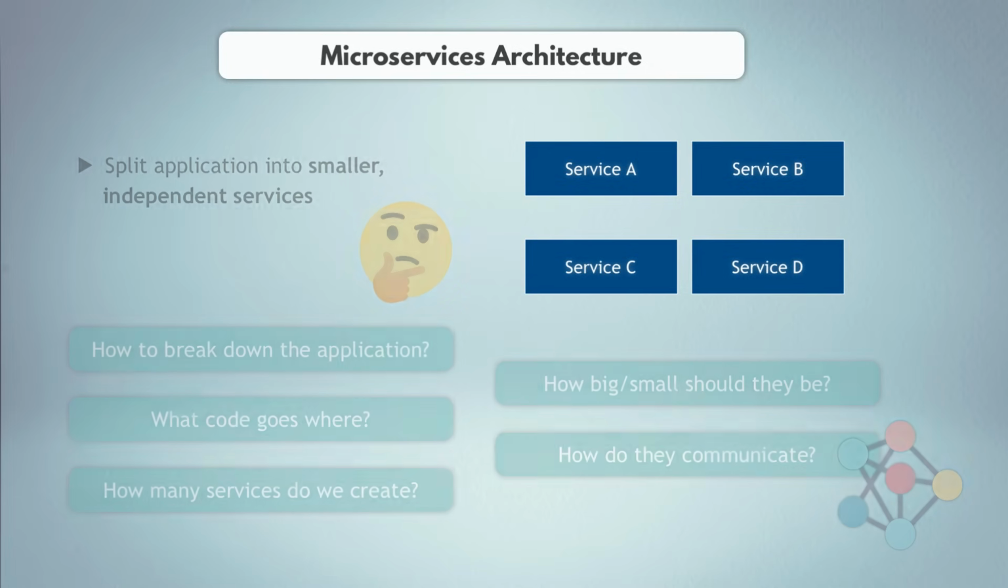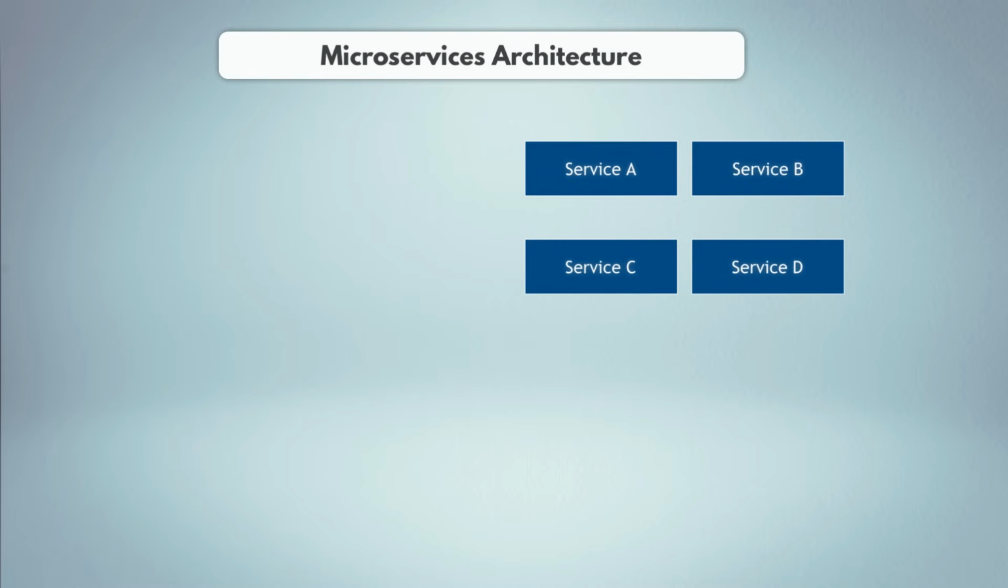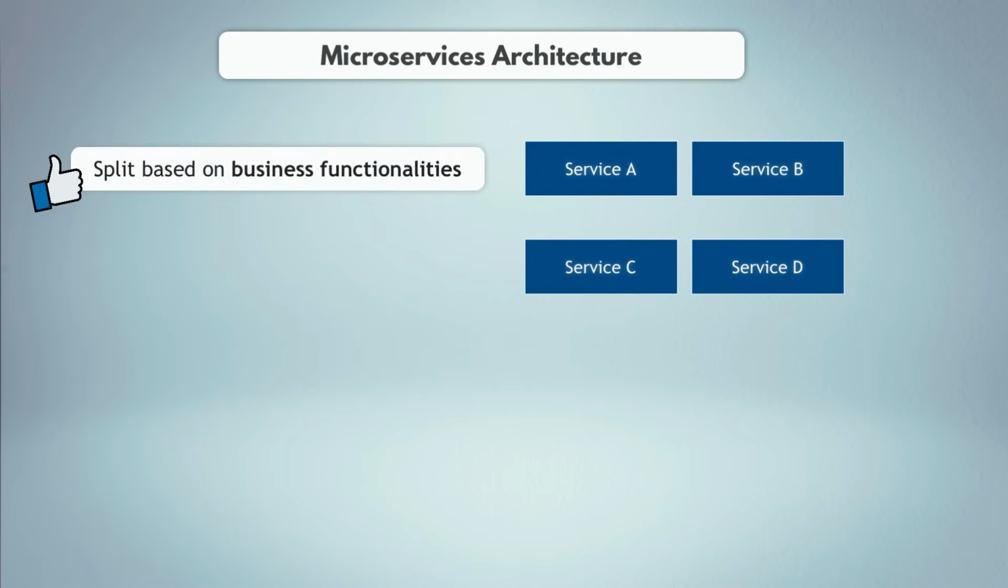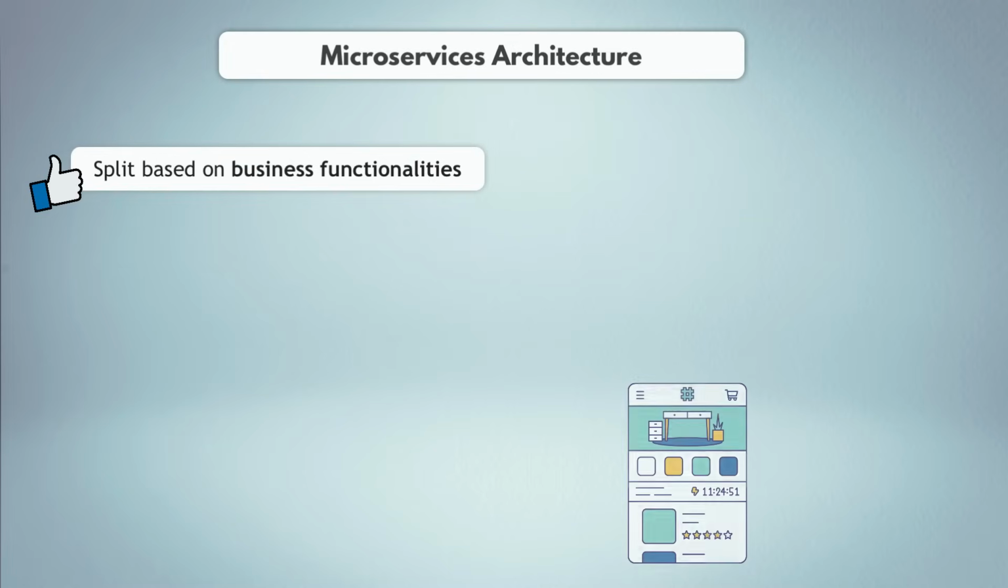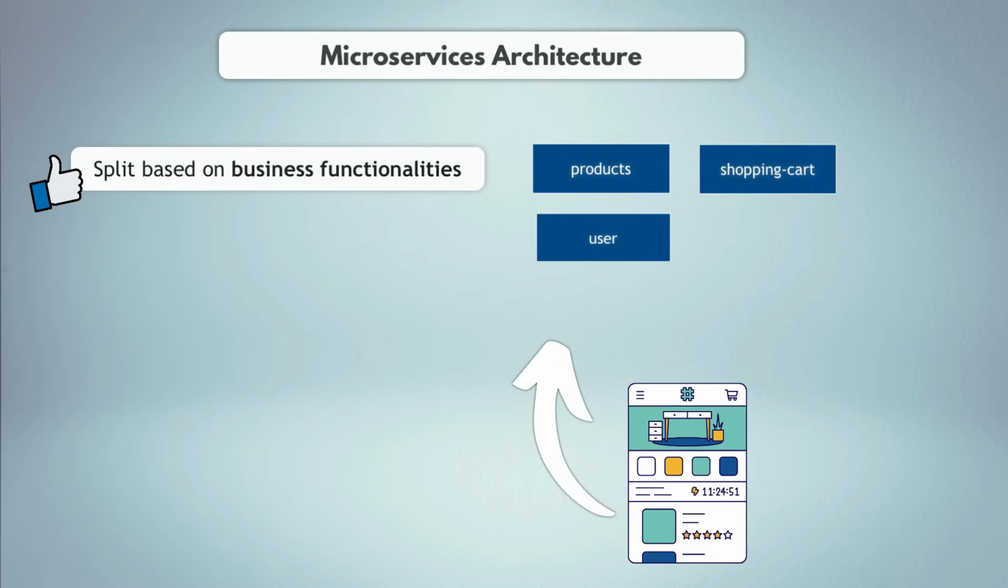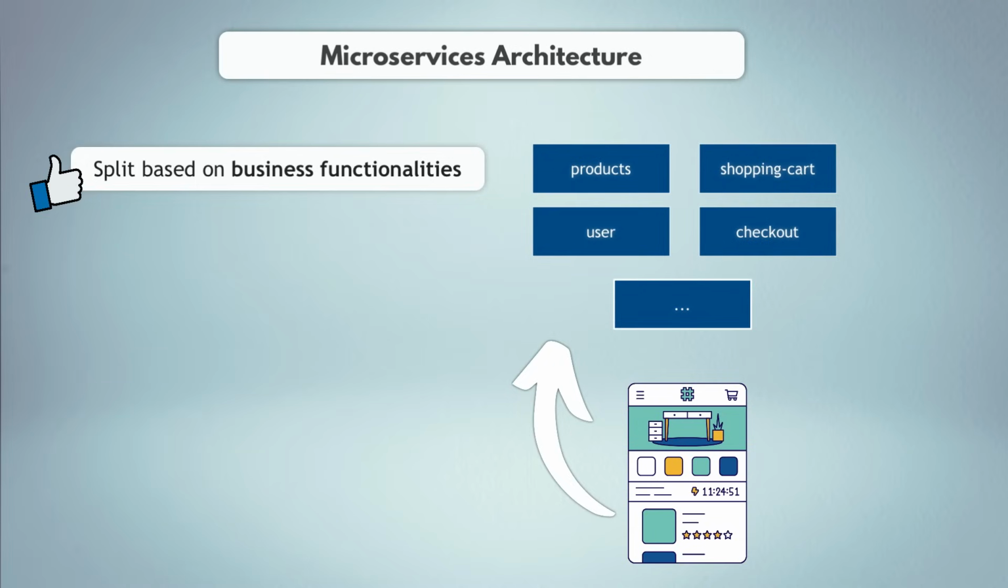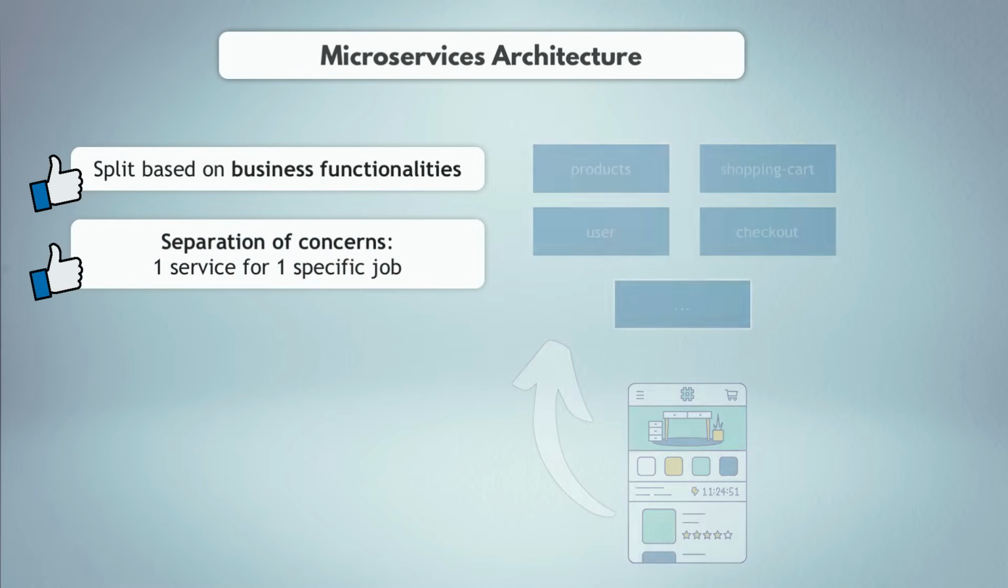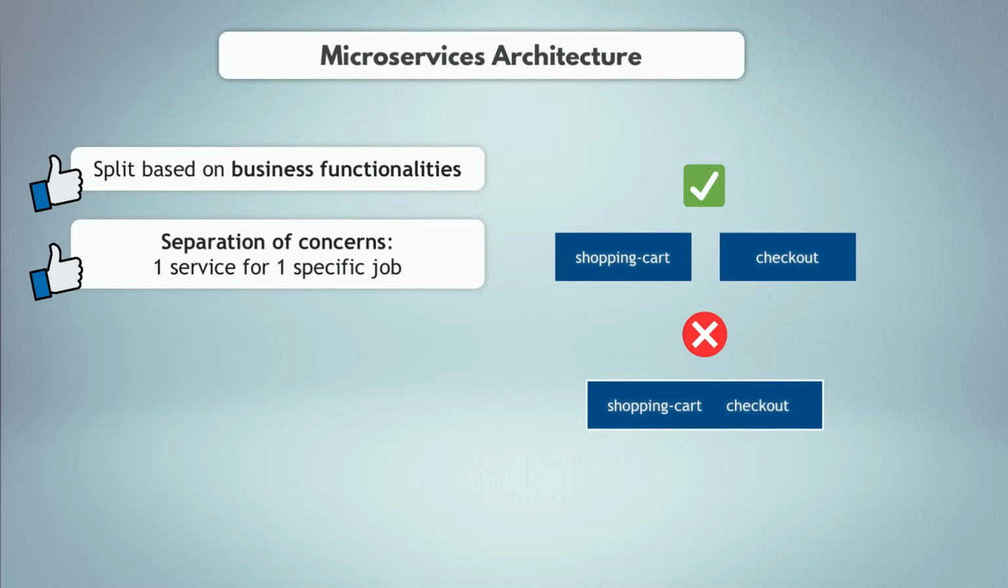First of all, the best practice is to break down the application into components or into microservices based on the business functionalities and not technical functionalities. So the microservices of an online shop application will be products, shopping cart, user accounts, checkout, and so on, because all these are basically business features. And in terms of the size, each microservice must do just one isolated thing. So you shouldn't have a microservice that is responsible for shopping cart logic and the checkout. You should always strive to keep one service doing one specific job.